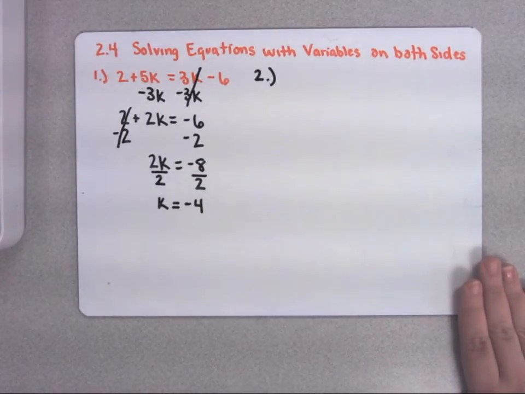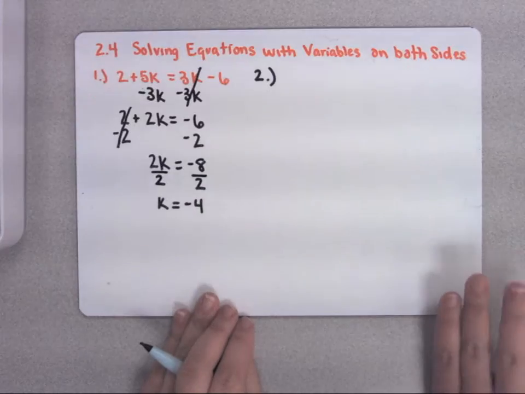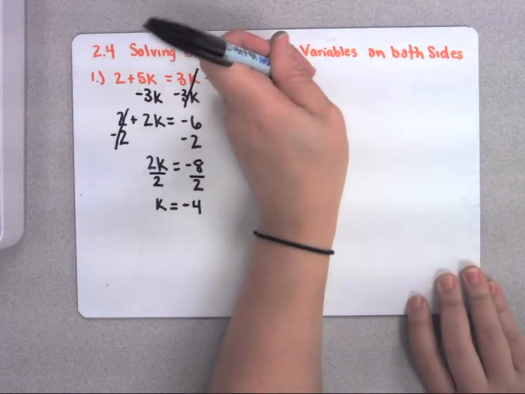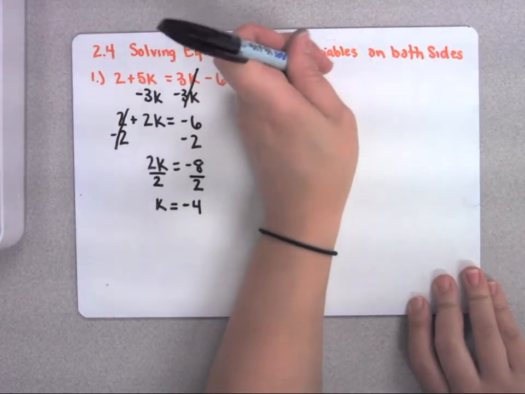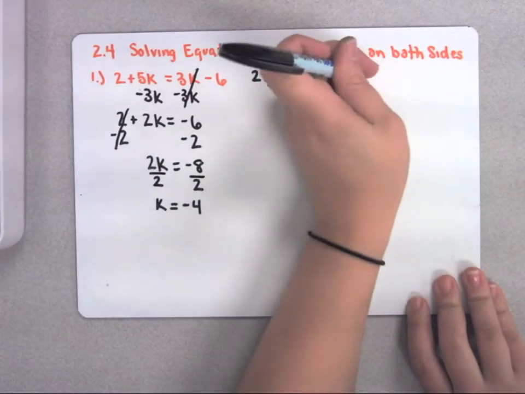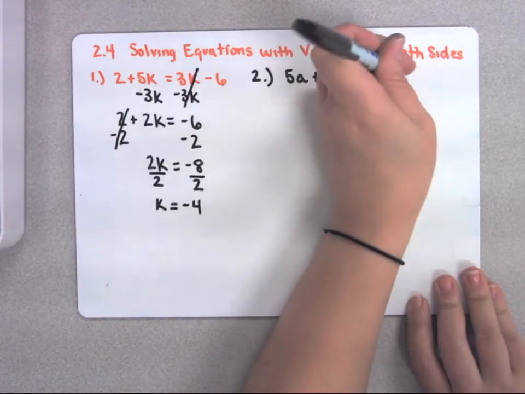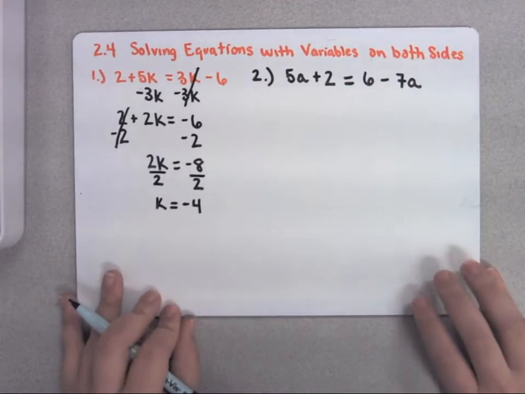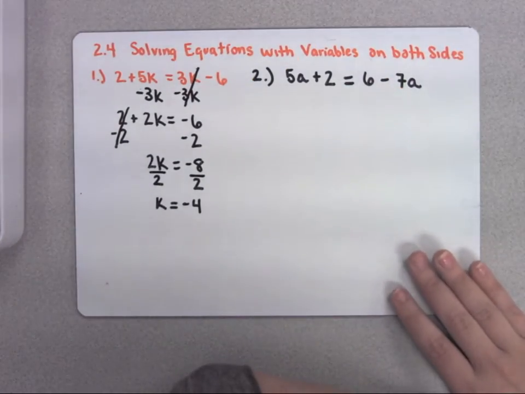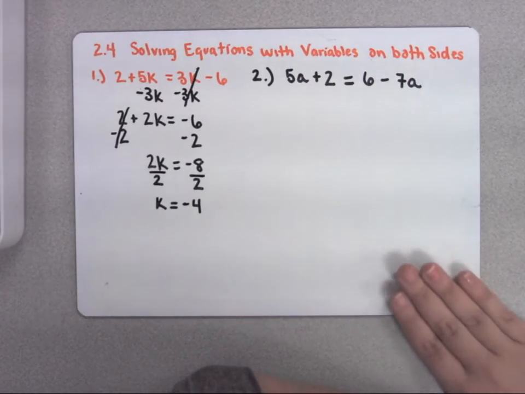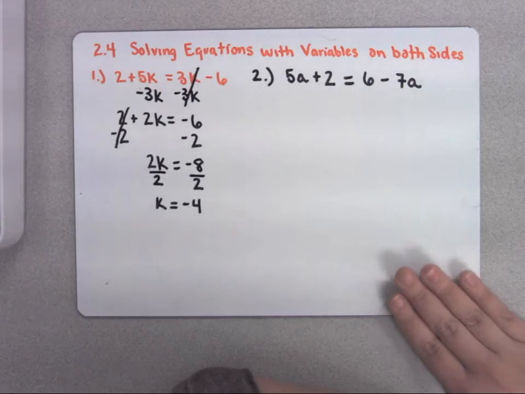Let's try another one. Number 2. How about this guy? 5a plus 2 equals 6 minus 7a. It looks longer, it's just that I wrote a little bigger. Again, there are variables on both sides, yes? So we need to move one of the variables.